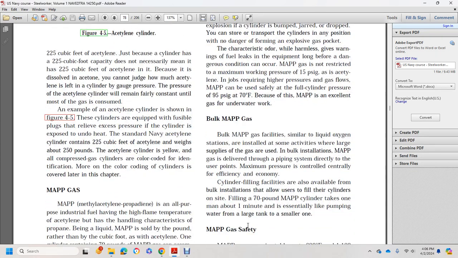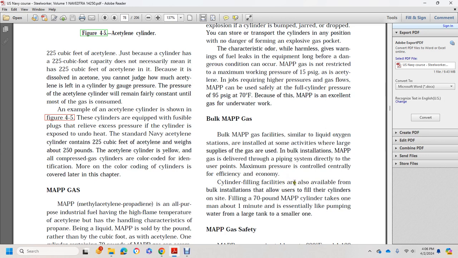Bulk MAP gas safety. Bulk MAP gas facilities are similar to liquid oxygen stations, installed where a large supply of gas is used. The bulk MAP gas is delivered with a piping system directly to the user's point. Maximum pressure is controlled with efficiency and economy.